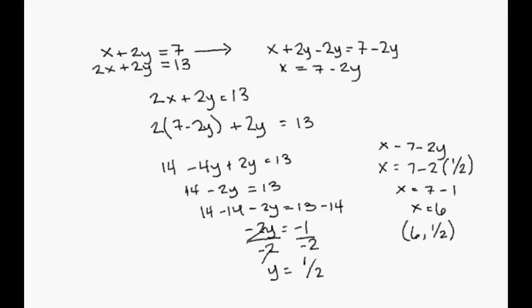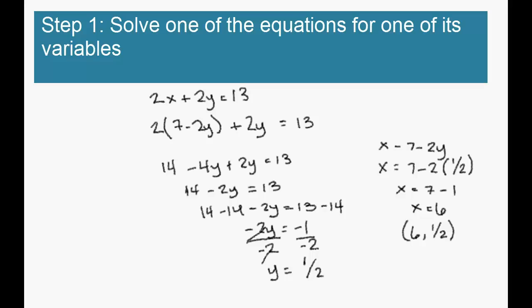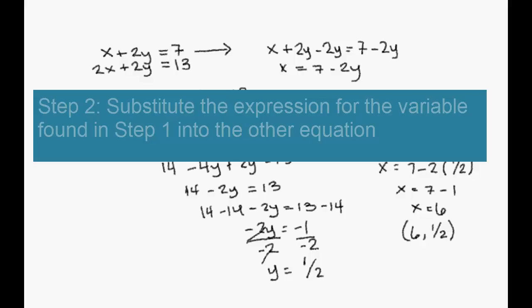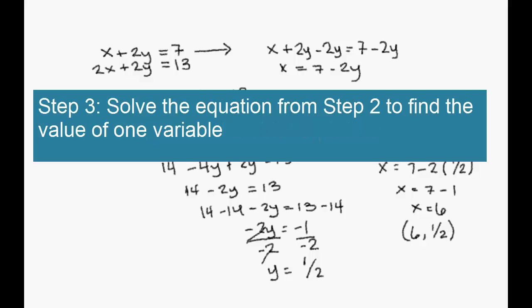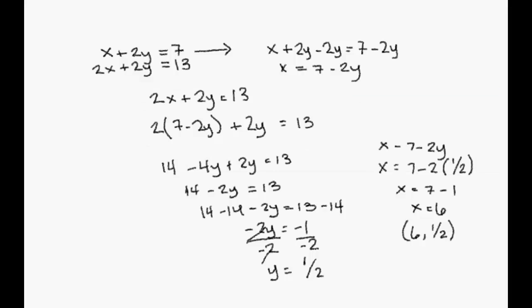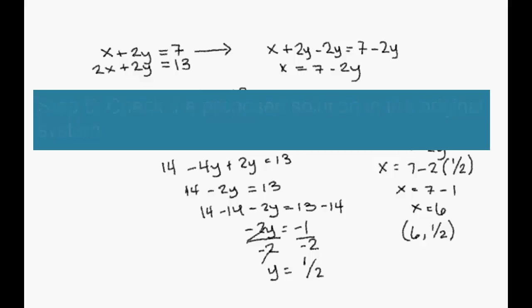Alright, so let's summarize how to solve a system of equations by the substitution method, okay? So the first step is to solve one of the equations for one of its variables. The second step would be to substitute the expression for the variable that you found in the first step, okay? Do that, put that into the other equation. The third step is to solve the equation from the second step to find the value of one variable. And then substitute the value that you found in the third step into any equation containing both variables to find the value of the other variable. Alright? The final step is just basically check the proposed solution in the original system.